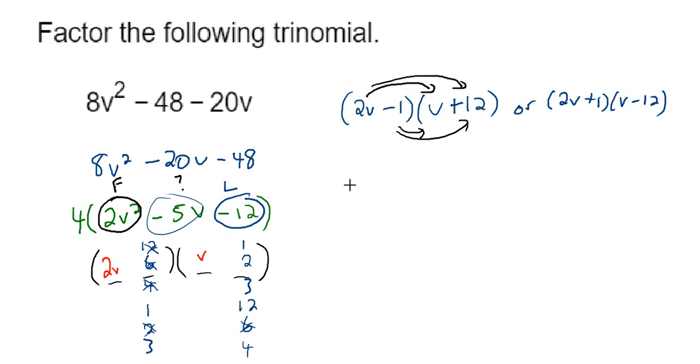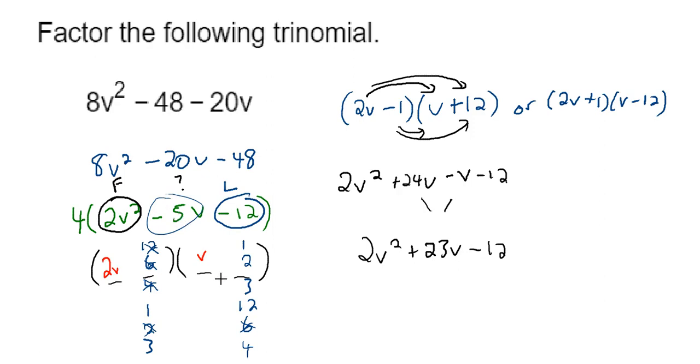And so we'll do 2v times v, which is 2v squared. 2v times 12, which is going to be 24v. Negative 1 times v, which will be negative v. And negative 1 times 12, which will be negative 12. When I combine those together, I get 2v squared plus 23, not 23. I said 23, but I wrote 32. I don't know what's wrong with me. All right. Plus 23v minus 12, which doesn't match up to the negative 5v. So this is not what I was looking for, which means this is not the right answer.